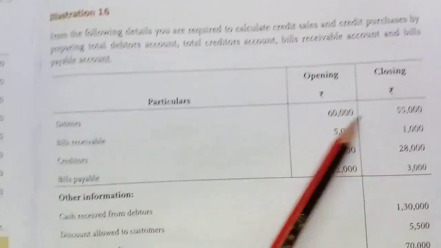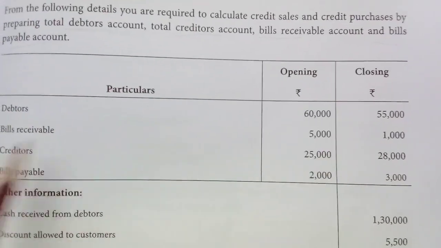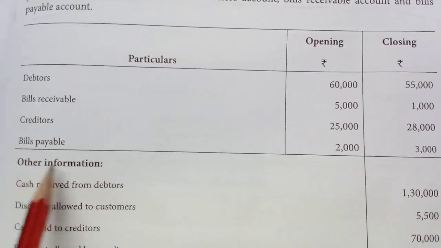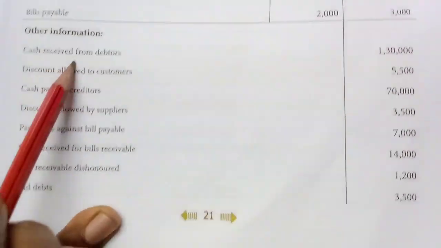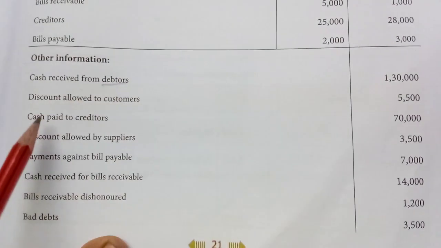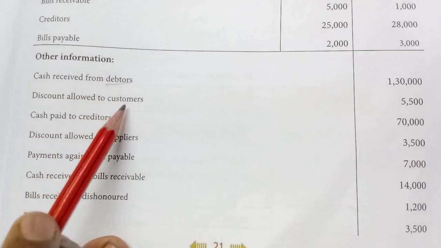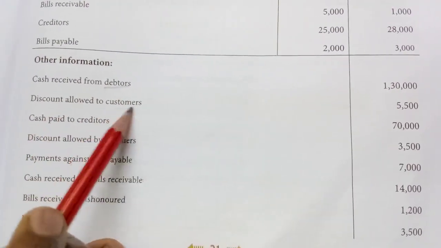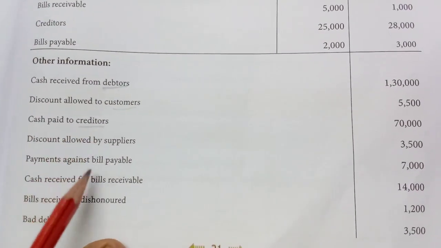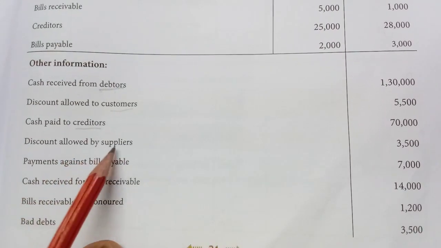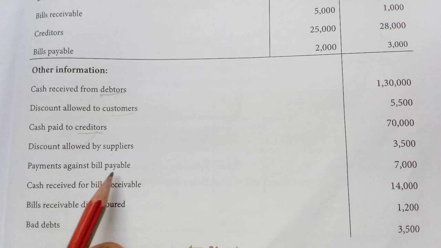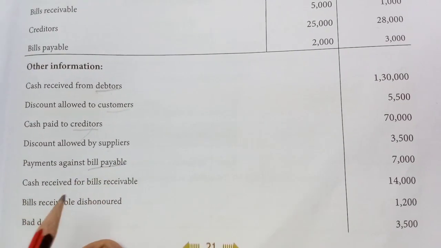Here, debtors opening closing, bills receivable opening closing, creditors opening closing, bills payable opening closing. Then the other information: cash received from debtors, this one will come in the debtors account. Discount allowed to customers, in the same debtors account. Customers, debtors, same only. Then cash paid to creditors. Then discount allowed by suppliers, this is also related to creditors. Then payments against bills payable, this is the bills payable account.